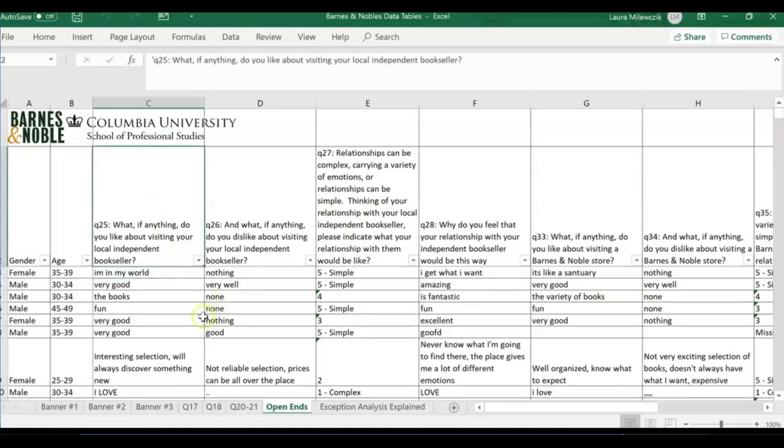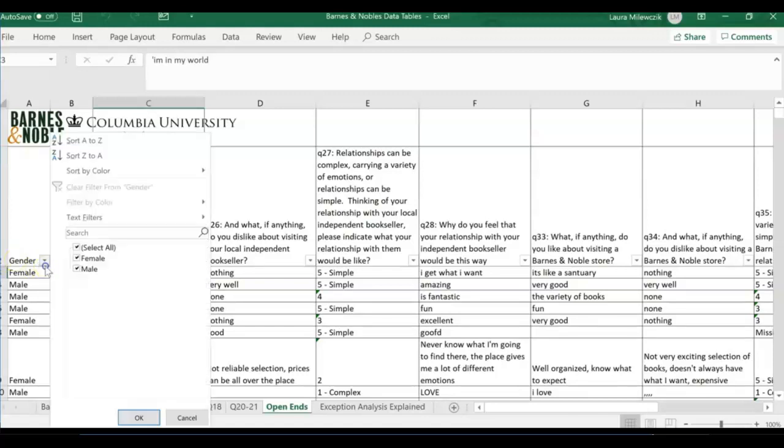So what you will have here is a sheet entitled Open-End Tabs. And what that will show you is, for each consumer, a respondent by respondent level file. It will show you their gender, their age, and in this case, the answer to the question that we asked them to type in their responses for. So for instance, for this one, what, if anything, do you like about visiting your local independent bookstore? And this female, aged 35 to 39, said, I'm in my world.